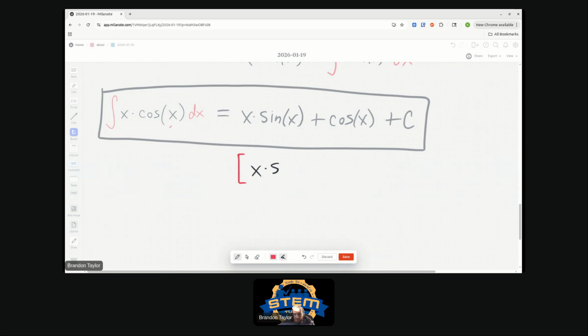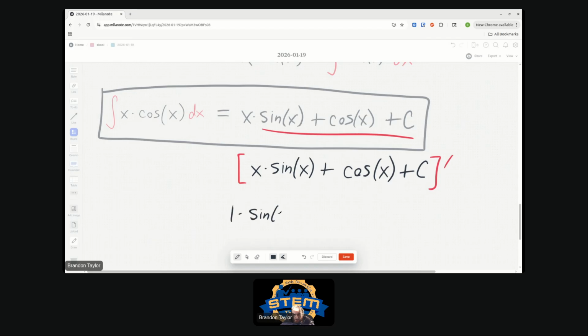So here, because if the integral of this is that, then the derivative of this should be that. So if I take the derivative of x sine x plus cosine of x, plus c, let's see if that is actually true. The derivative of x sine x: the derivative of x is 1 times sine of x, you need the product rule here, plus x times the derivative of sine of x, which is cosine of x. And then the derivative of cosine of x is minus sine of x. The derivative of c is 0.